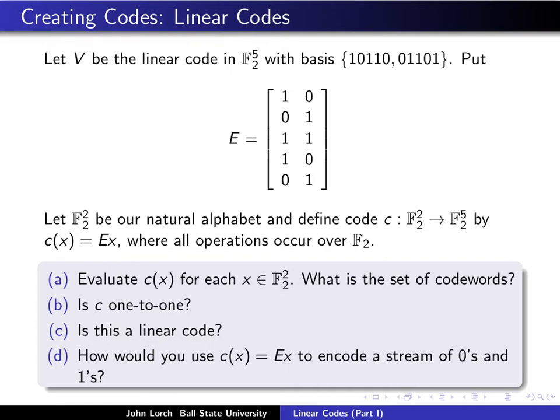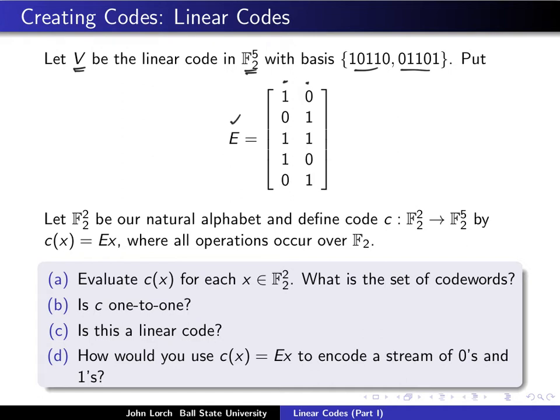So we're going to let V be the linear code in strings of length 5, binary strings of length 5 with this basis. So what that means, again, is that we're going to take all linear combinations of those two vectors, and that will make a subspace, the subspace V of F2^5. Now we're going to define E to be this matrix, and you might notice that the columns of E are exactly the vectors that we have in our basis for V.